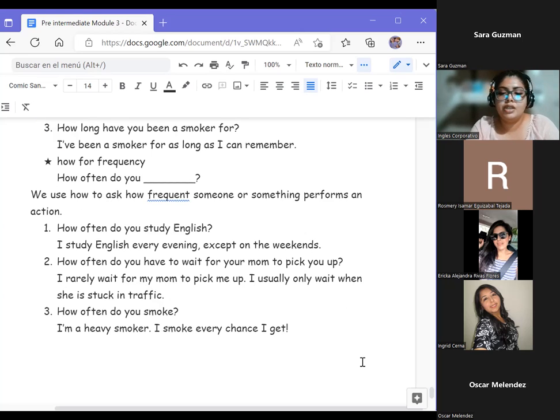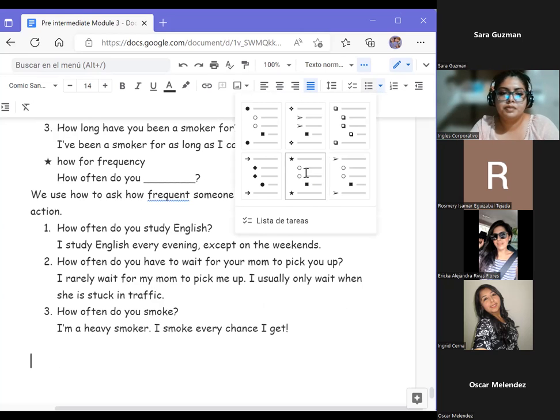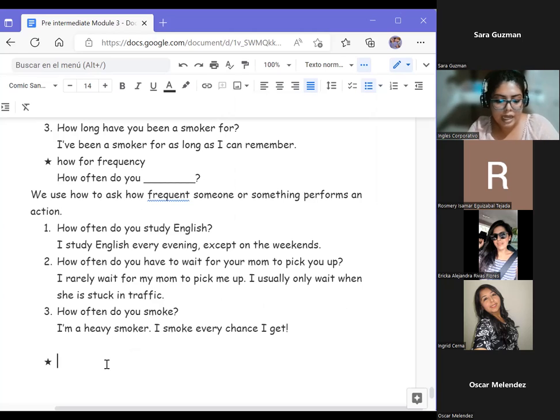Then we have the use number three. And it says, how for the length of the action.